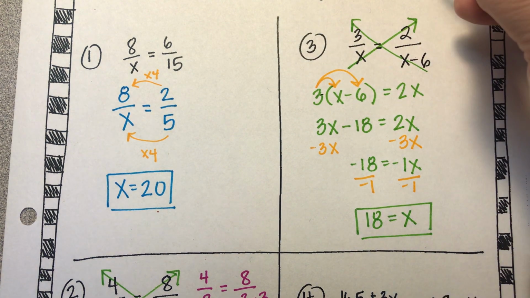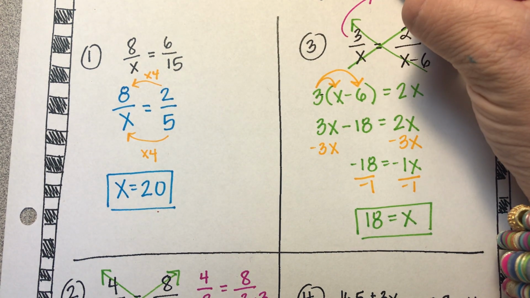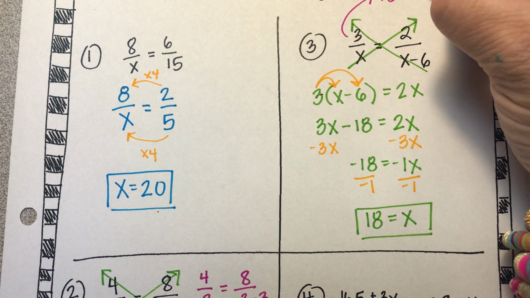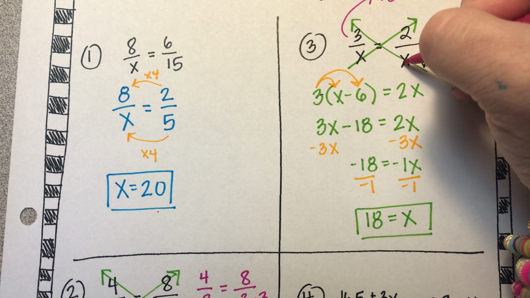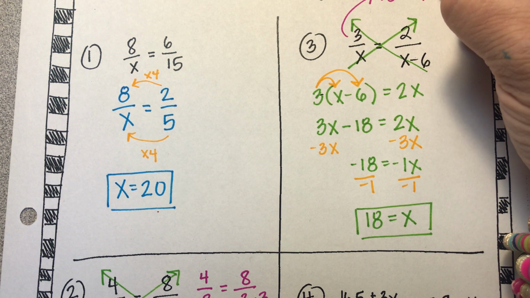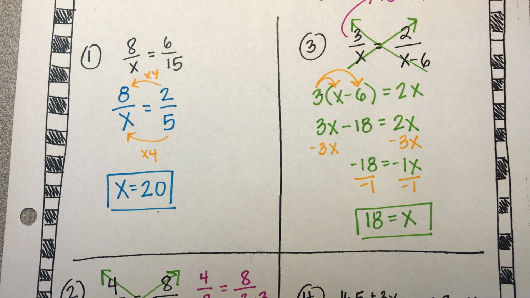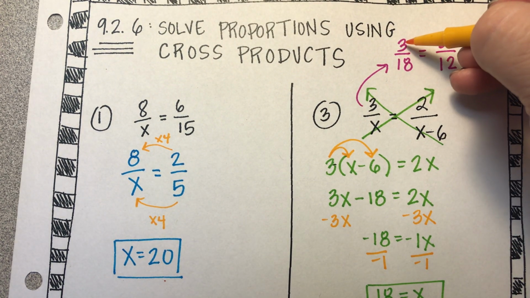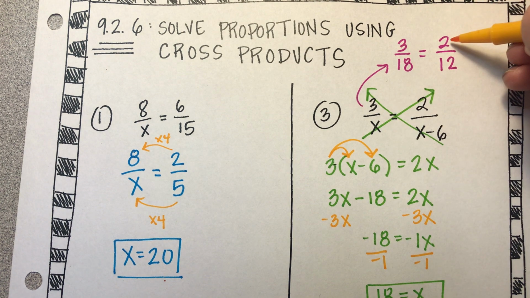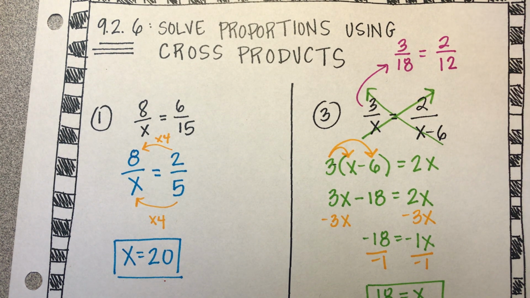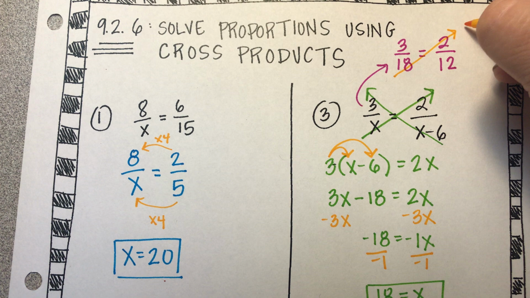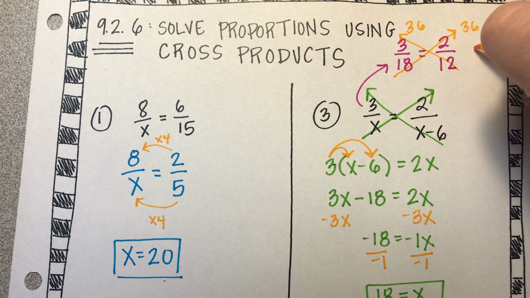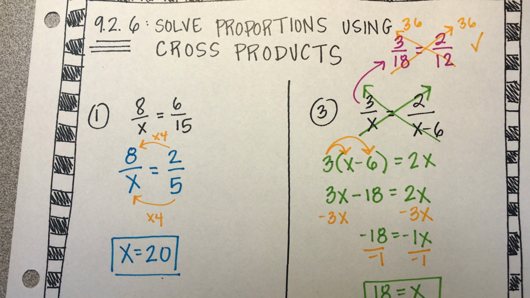So let's plug it in and see. I'll do it up here. 3 over 18 equals 2 over, what's 18 minus 6? 12. I can check this with cross products. Oh, you couldn't see any of that. I said 3 over 18 equals 2 over 18 minus 6 is 12. 18 times 2 is 36. 12 times 3 is 36. Bam, I know I got it right.